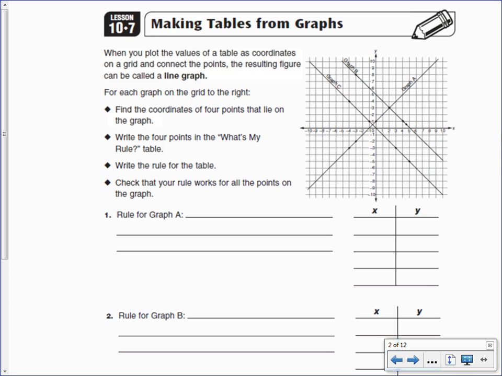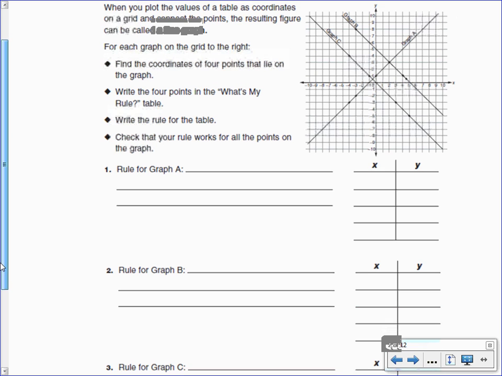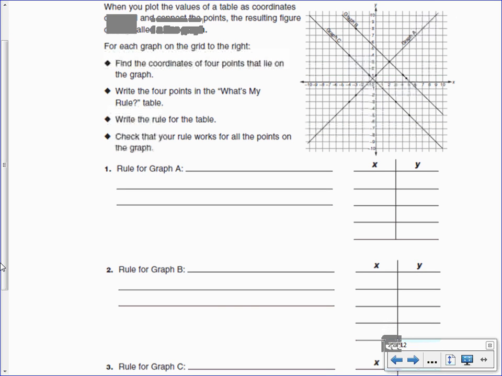You ready? Okay, so sometimes, as we've seen, they don't give you the rule. We have to kind of figure it out. One of the easiest ways to do this, if they give you a graph and ask what the rule for this graph is, is to find points on that line graph and put them into your table, because it's easier to notice a pattern in a table than it is on the graph.